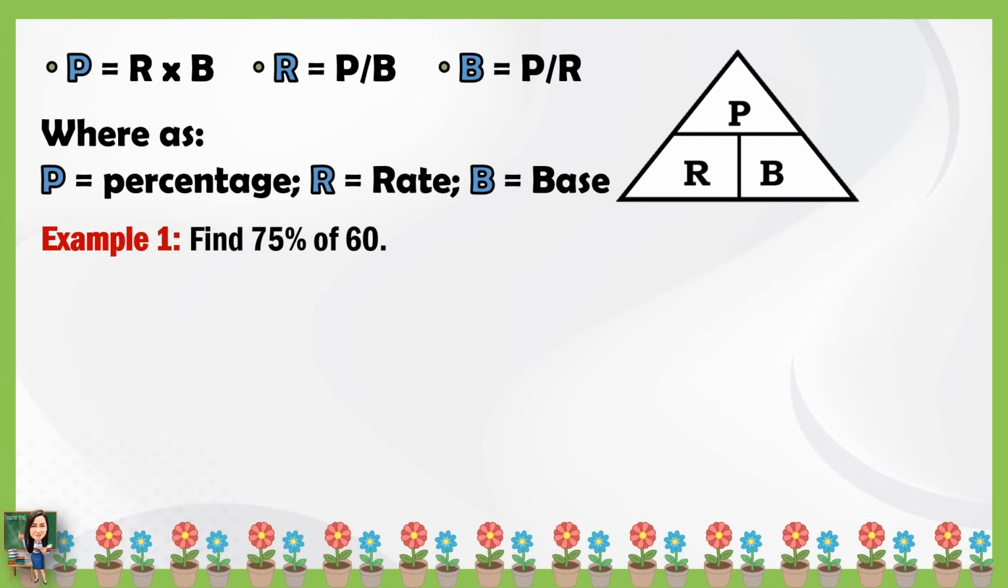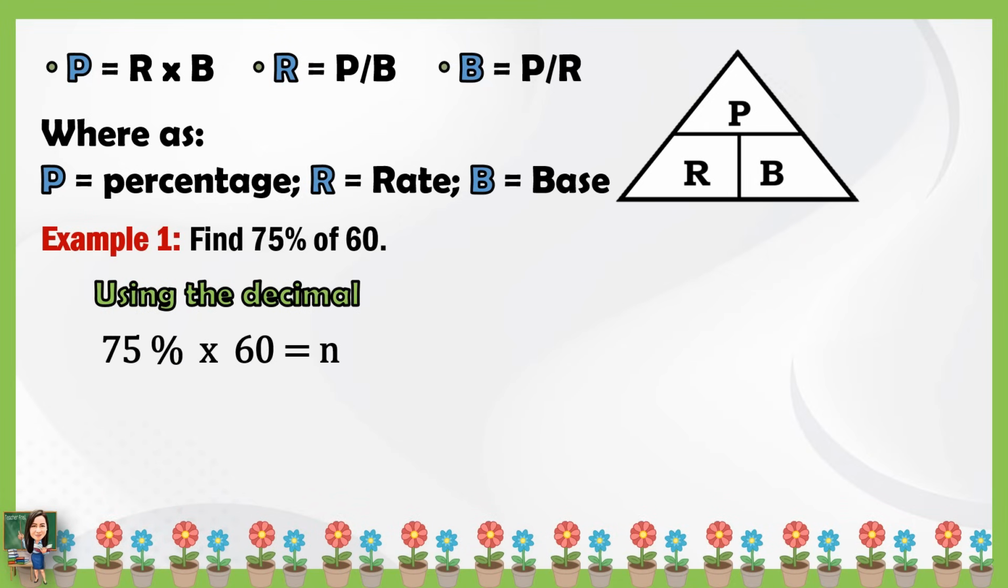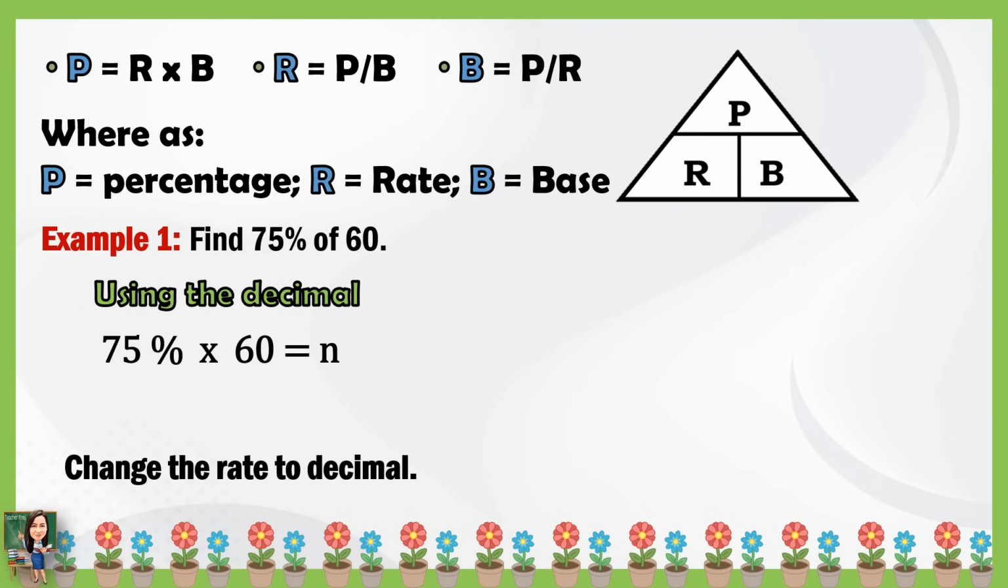Let's study example 1. Find 75% of 60, using the decimal. 75% times 60 equals N. Change the rate to decimal. 75% in decimal is 75 hundredths. Times 60 equals 45. So the equivalent of N is 45.